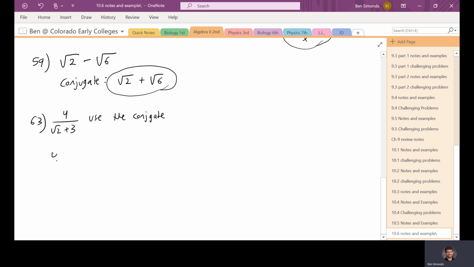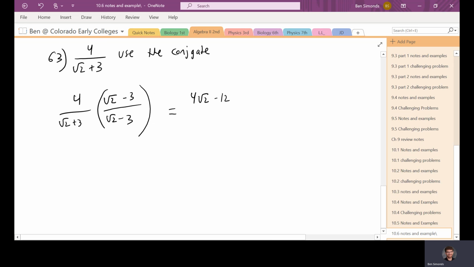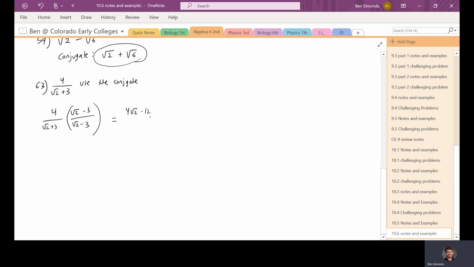So if we take 4 divided by square root of 2 plus 3, and we multiply by the 1 in disguise, but it's the conjugate, square root of 2 minus 3 divided by square root of 2 minus 3. Up top, we get 4 square root of 2 minus 12, right? That's just square root of 2 minus 3 times 4. And on bottom, we end up with square root of 2 plus 3 times square root of 2 minus 3.